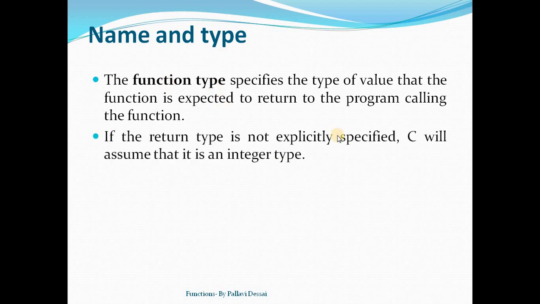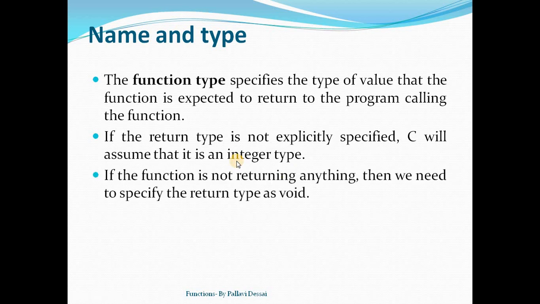If the return type is not explicitly specified, C will assume that it is an integer type. So if you don't specify the return type, by default the compiler will take it as type integer. If the function is not returning anything, then we need to specify the return type as void. But suppose if your function is not returning anything, then we have to specify it as type void.